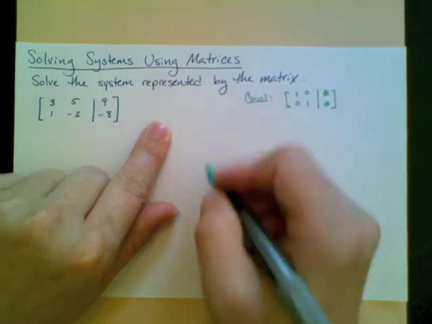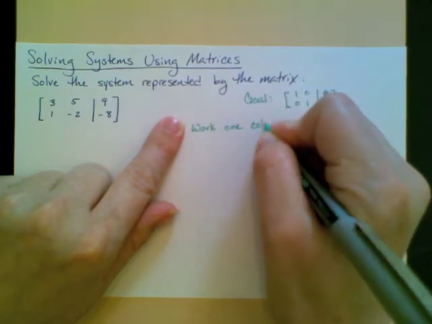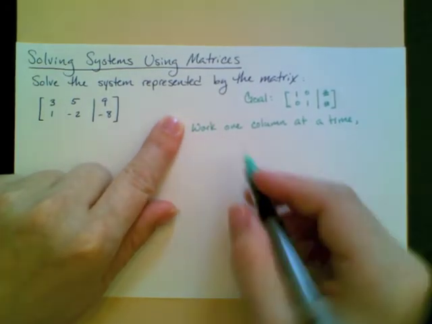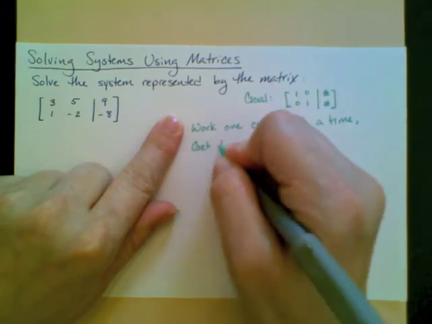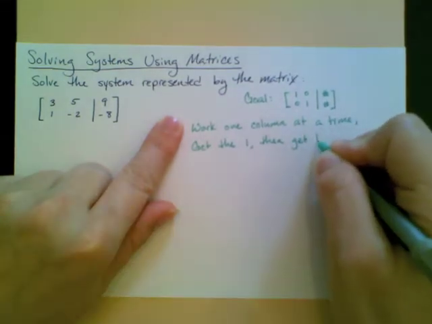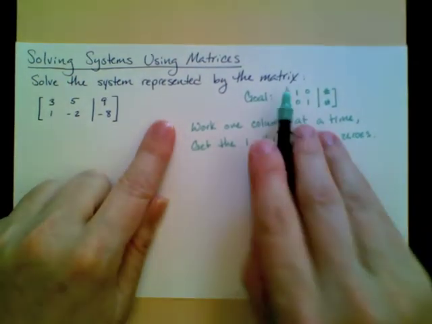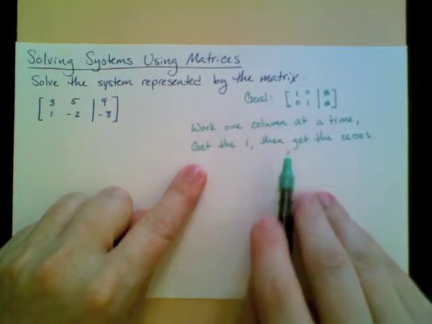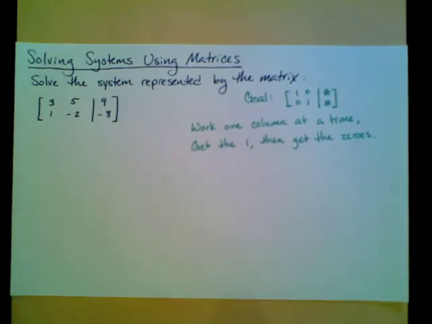And our strategy is going to be to work one column at a time. While we're working that one column, we will get the 1, then get the zeros. I'm saying zeros because in a larger system, there will be multiple zeros. In this case, you get the 1 and then you get the 0. Then we'll move to the next column, get this 1, and then get this 0. That's going to be our overall strategy.